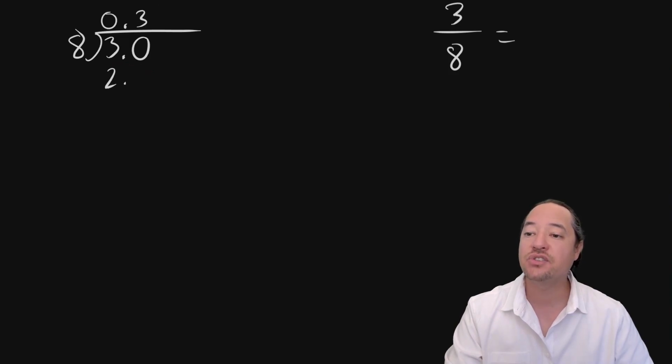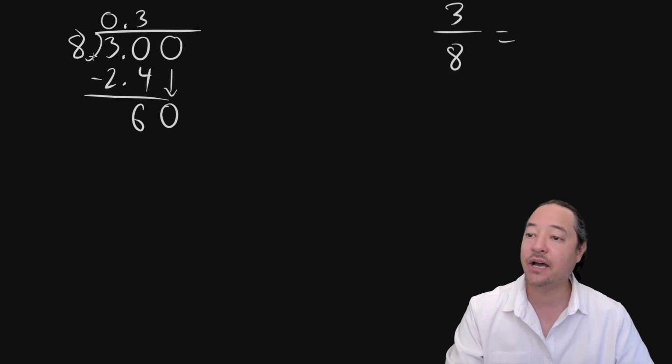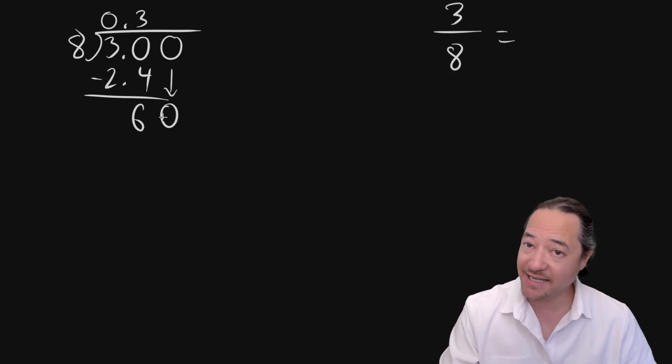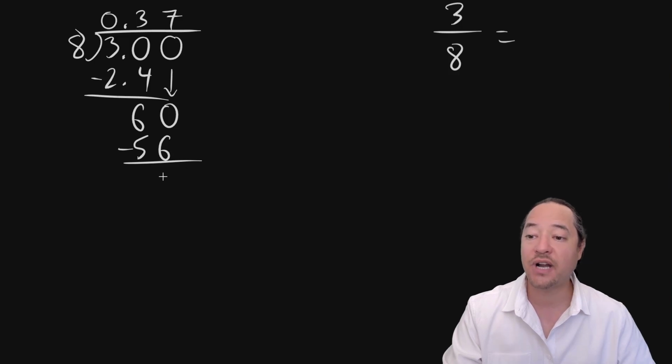8 times 3 is 24. We're going to subtract that away. We're going to get a remainder of 6. Now, we need to bring in another 0. Remember, there's an infinite number of zeros we can bring in. Bring that down. We ask how many times does 8 go into 60? Well, 8 times 8 is 64. That's too big. So it must be 8 times 7, right? 8 times 7 is going to be 56. We subtract this off. We get a remainder of 4.